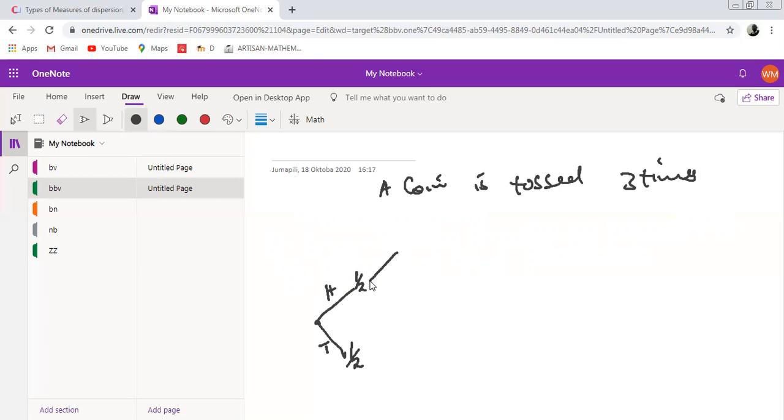When we toss the second time, either head or tail is going to show up. Again, the probability is half, half. That is the case where the first outcome was the head. What about if the first outcome was tail? The second outcome can either be head, which is half, or tail, which is half. Remember, this part here represents the second tossing, and here represents the first tossing.